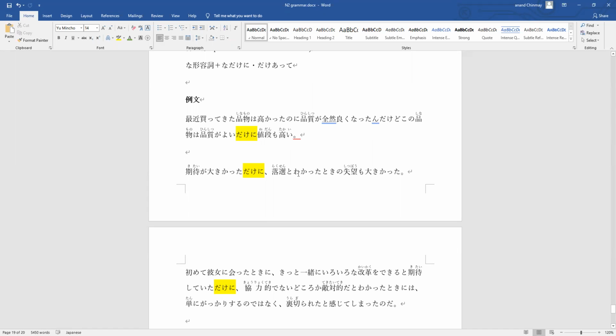Now I'm asking about the recently bought product that was not good. They have mentioned in the first line, katte kita shinamono wa takakatta noni. Even if it is expensive, the quality of the product is not at all good. But the kono shinamono wa hinshitsu ga yoi. Expressing the reason why this product is expensive: it is expensive because the quality is good.